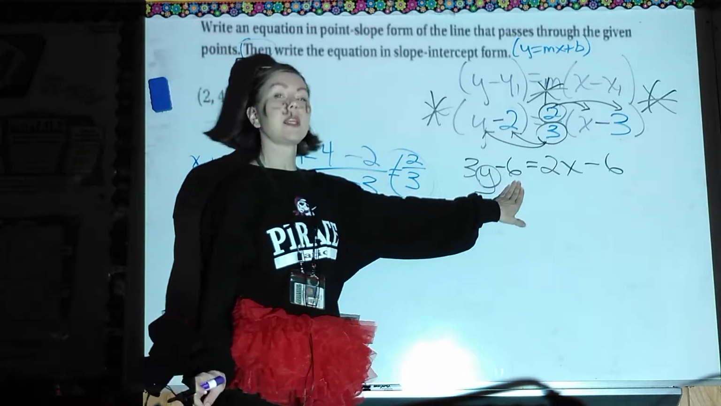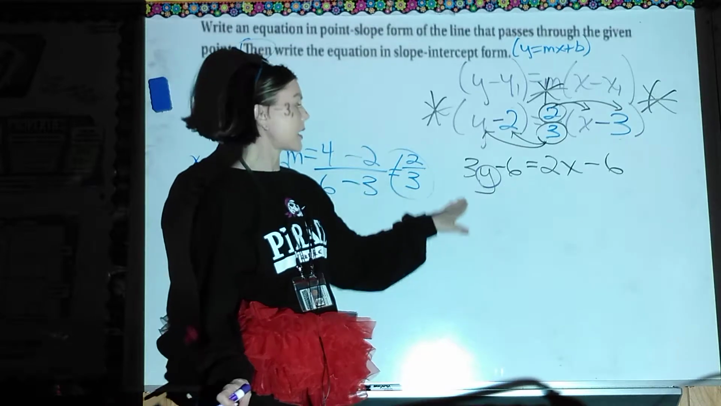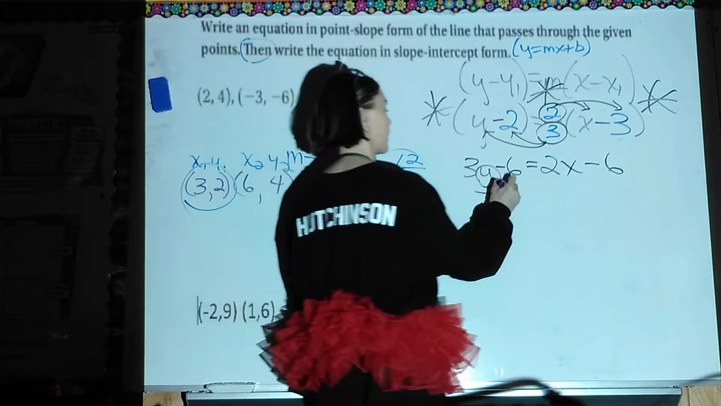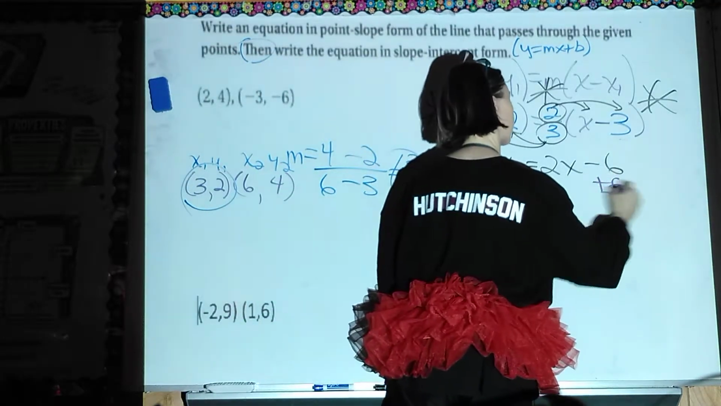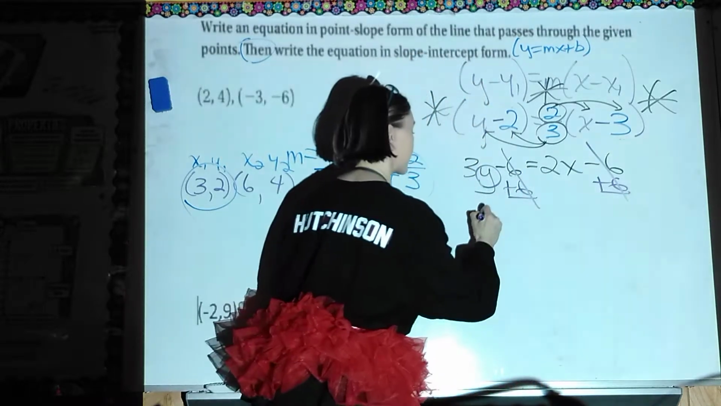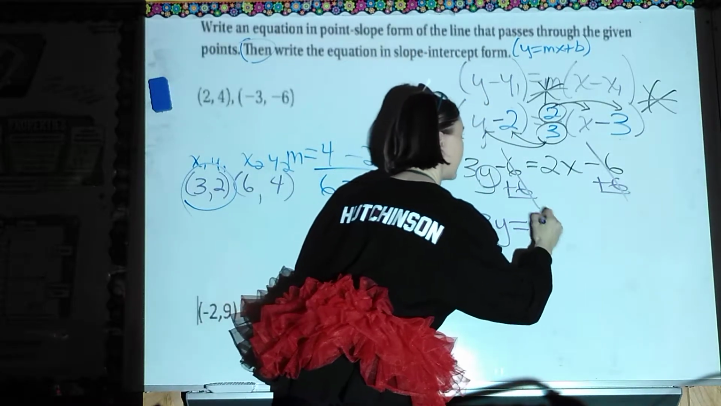All right, so we solve for y. So what do we need to do? We need to add 6 and divide by 3. Let's do it. Add 6, add 6. They cancel. No big deal. Bring down the 3. 3y equals 2x.